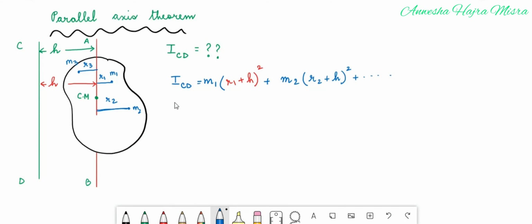For all the masses on the right hand side, the distance from CD will be r plus h, and for all the masses on the left hand side, the distance will be h minus r, because distance of m3 from this axis is h minus r3. This is r3 and this is h. So for all the masses on the left hand side, it will be h minus r.